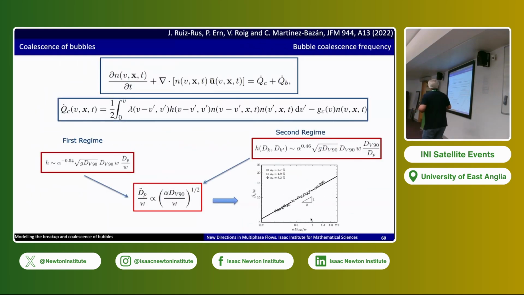And this turning point is just if we match the first model with the second model, this characteristic diameter at which the maximum is reached is given by alpha dV90 divided by the thickness of the gap, square root of that. So we plot our experimental data with this simple equation, and the points just follow the same trend.